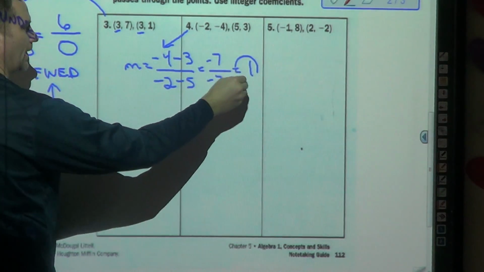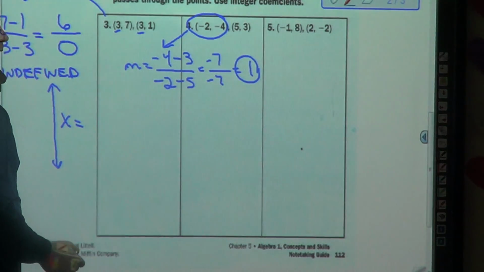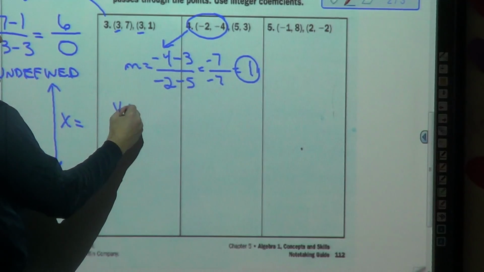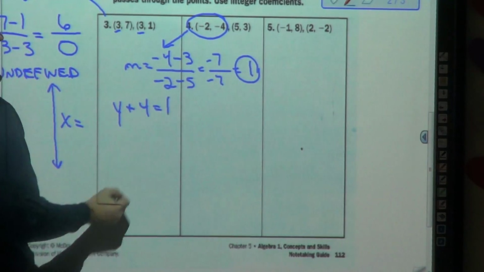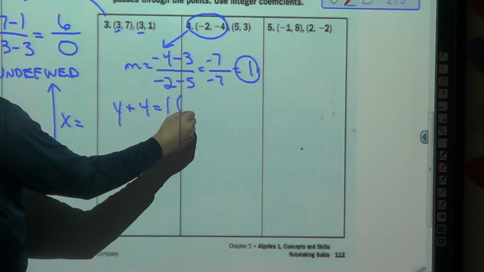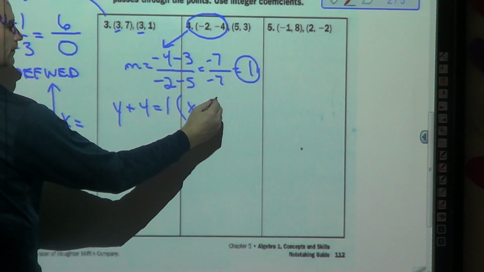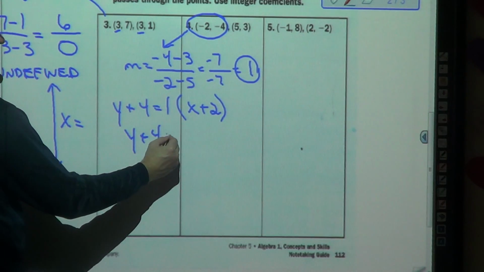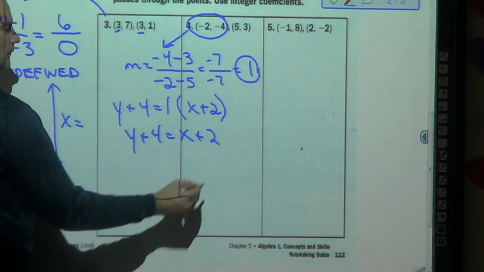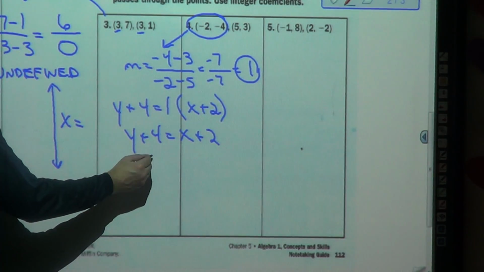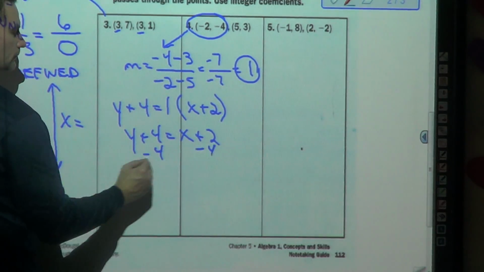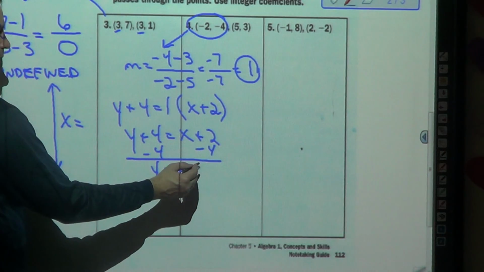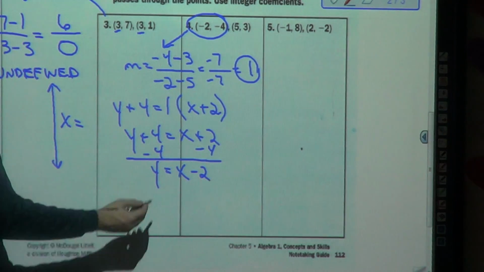I'm going to take this m and that x and y and put it in point-slope form. So it would be y minus a -4 equals the slope 1, and then x minus a -2. Okay, so we distribute the 1. Go ahead and get y by itself, so we're going to subtract 4. So y equals x, +2 and -4 is -2. Now that's in slope-intercept form.